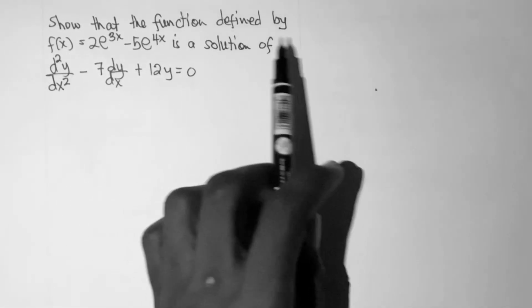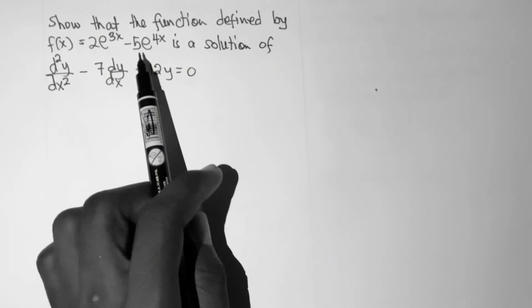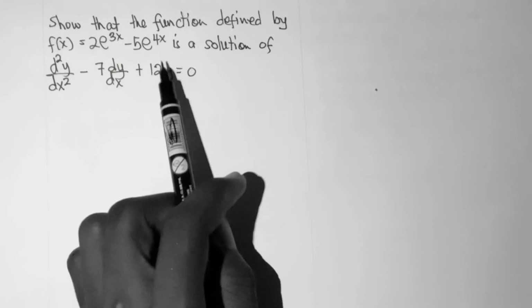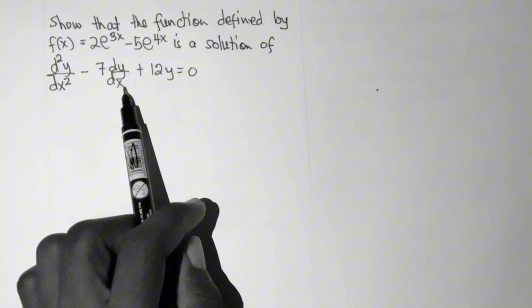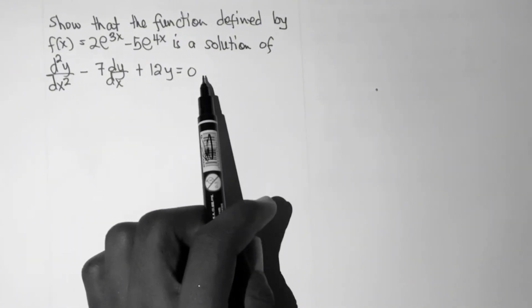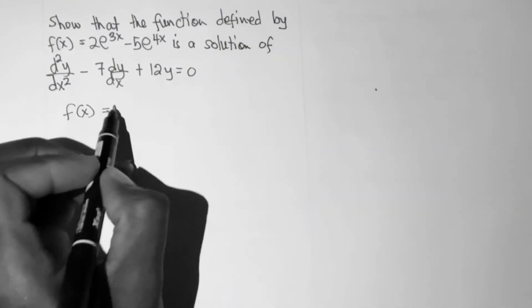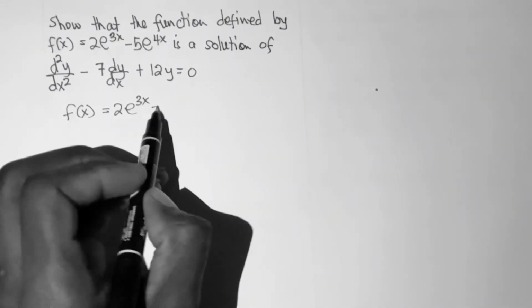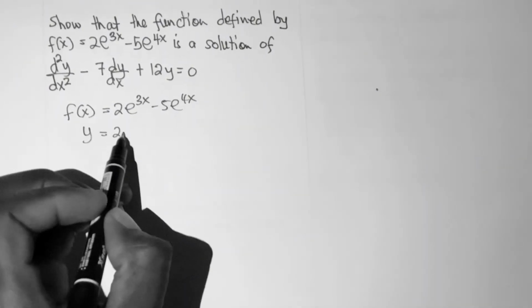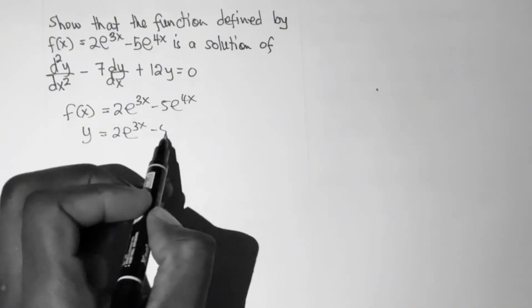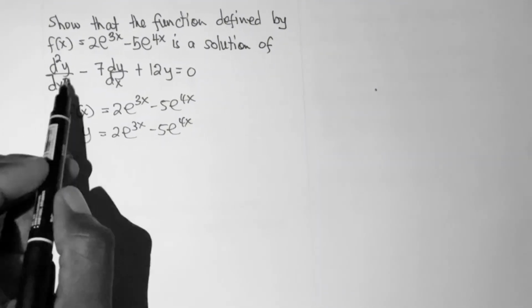Show that the function defined by f of x equals 2 e to the 3x minus 5 e to the 4x is a solution of d squared y dx squared minus 7 dy dx plus 12y equals 0. So the function is f of x equals 2 e to the 3x minus 5 e to the 4x. So let y equal 2 e to the 3x minus 5 e to the 4x. So you see that the order of this differential equation is the second order.